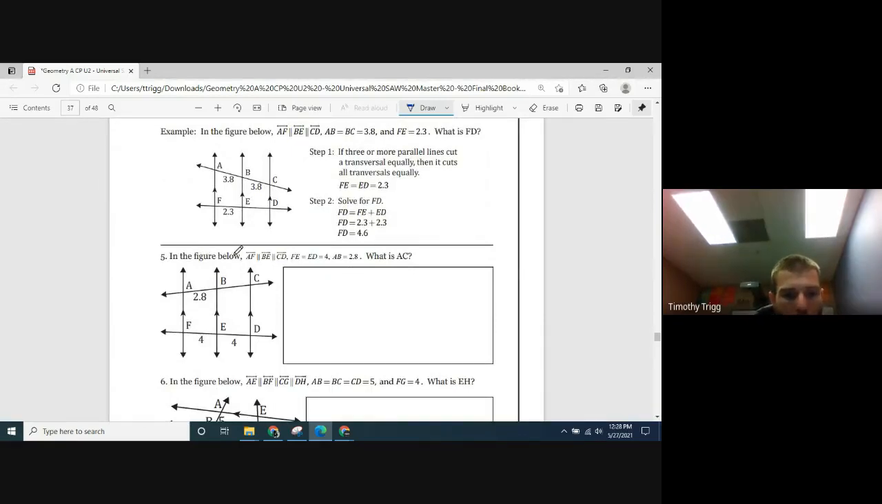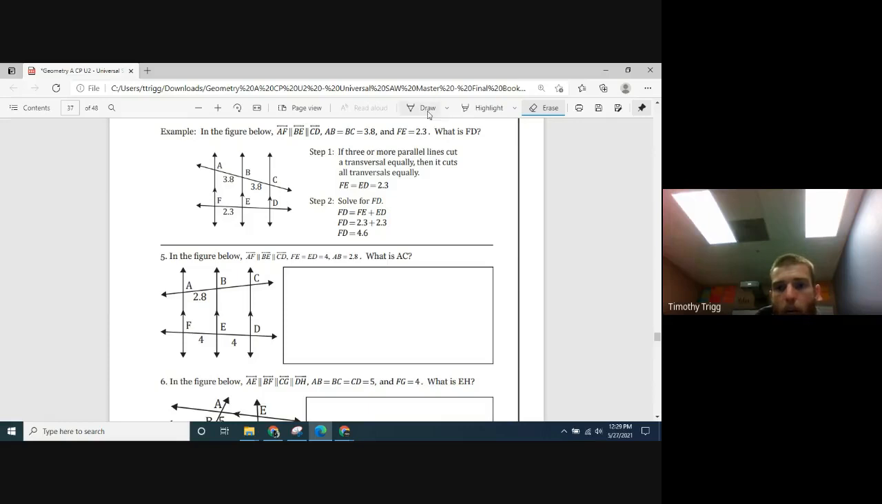So it says in the figure, AF is parallel to BE is parallel to CD. Okay, so we have 3 parallel lines, that's what it's saying. And then it says FE equals ED equals 4. So basically all it's saying is these both equal 4. And you can see there's 4s there to show that. And then it says AB equals 2.8. So the distance from A to B equals 2.8.